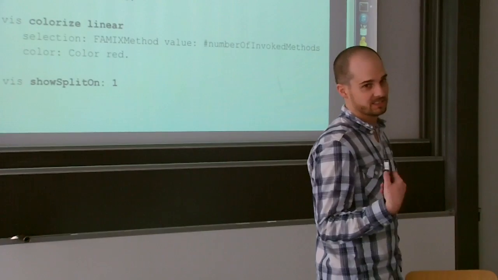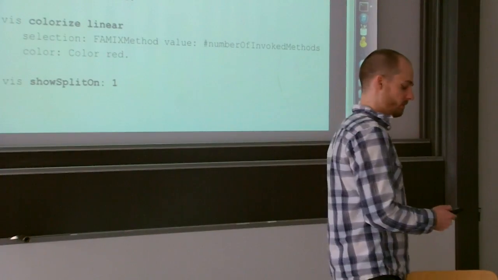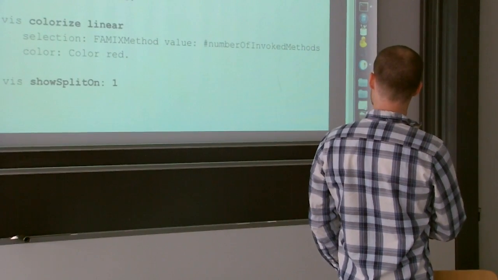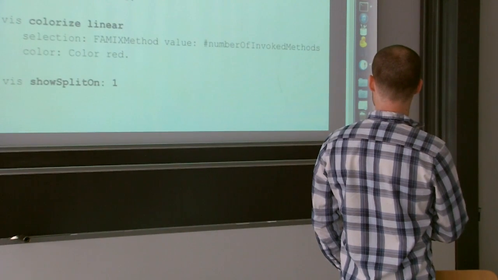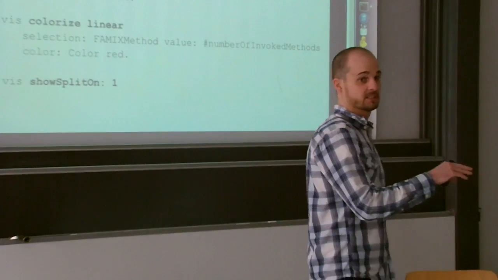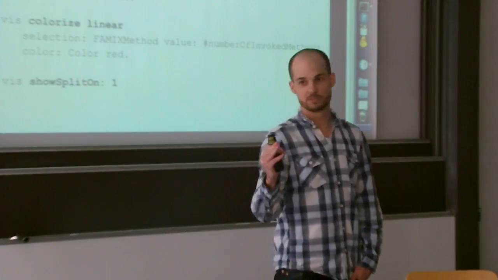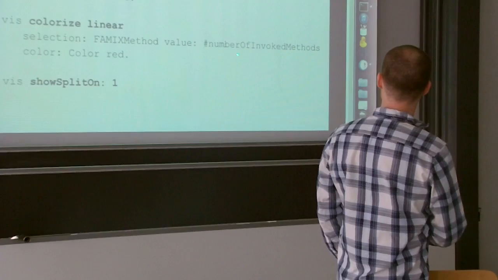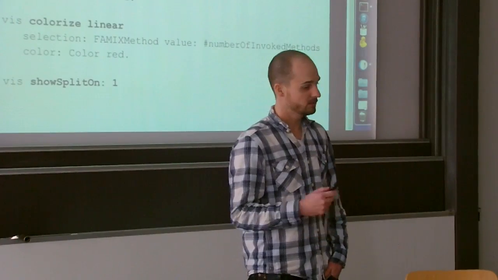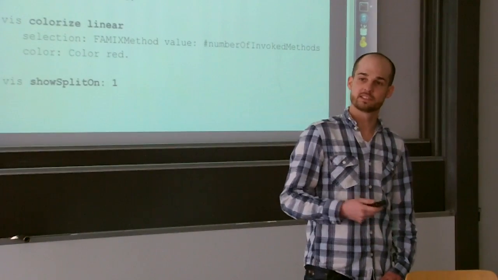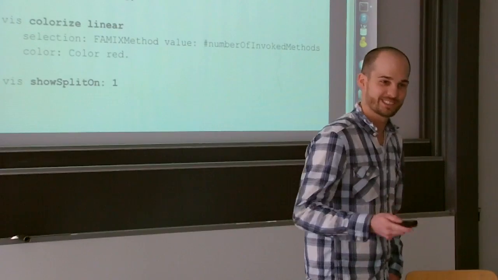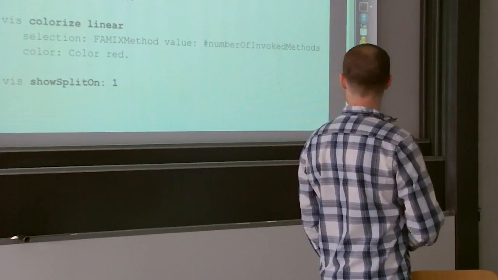But now we want to highlight some things. And it's just an example. It's a linear colorizer. So I say for every method, take the number of comments and make that blue. So if it's white, no comments. If it's blue, many comments. And I did the same for number of invoked methods, but this time in red. So white, no invoked methods, and much red, a lot of invoked methods.